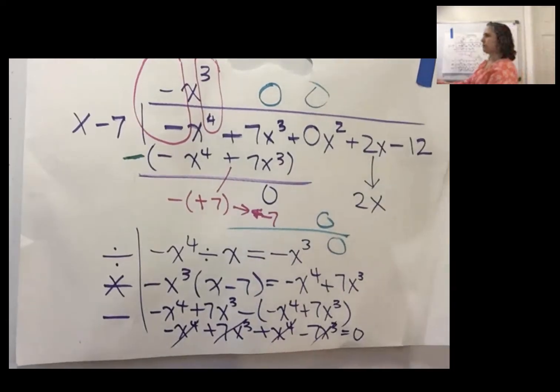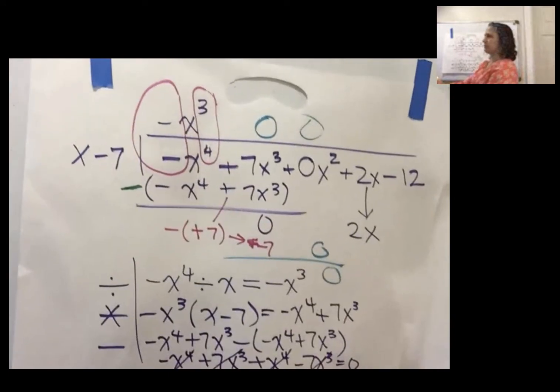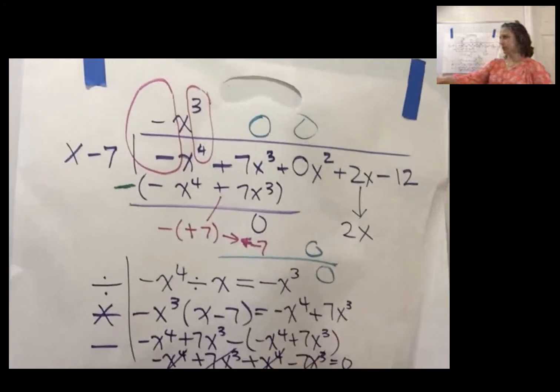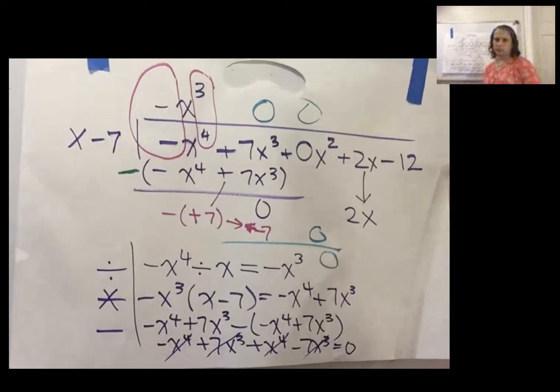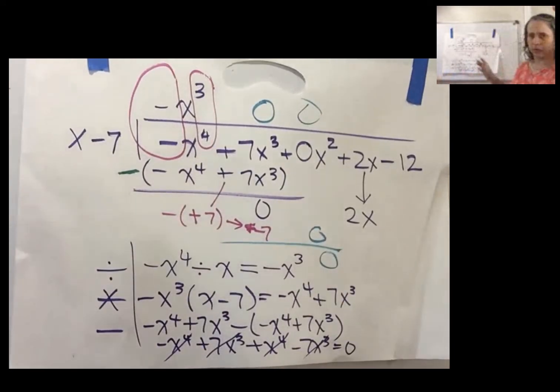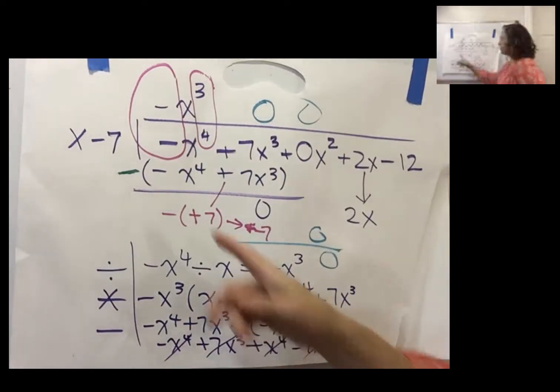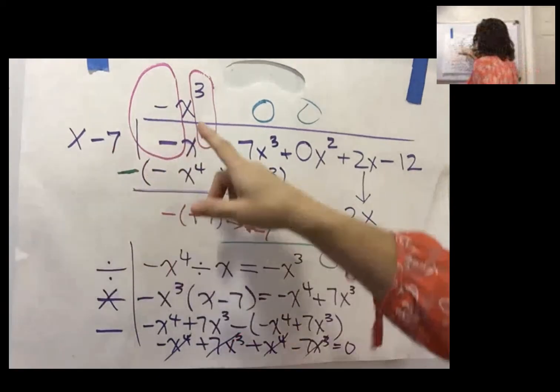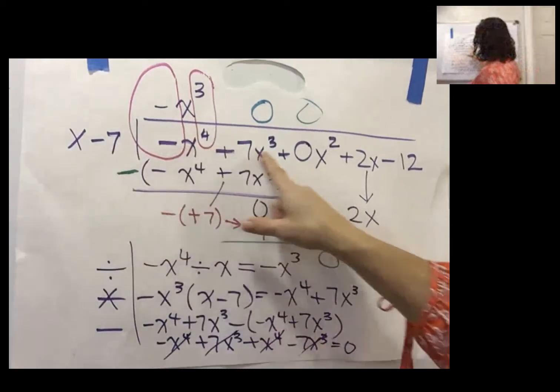So first of all, I've got this division problem that I started. I didn't finish it, right? So let me go ahead and browse through this. You probably already know this, but I'm going to browse through it quickly. So I had this negative x to the 4th.